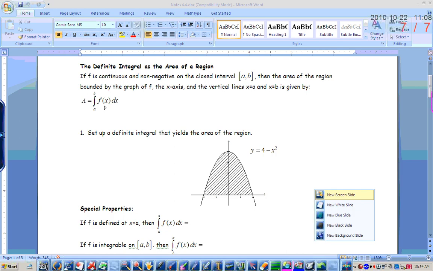This makes it a definite integral. When there are no numbers on top or bottom of that little S symbol, it's an indefinite integral. But when there are numbers, it is a definite integral. So if f is continuous and non-negative on a closed interval, then the area of the region bounded by the graph of f, the x-axis, and the vertical lines x equal a and x equal b is given by the integral from a to b of f of x dx.